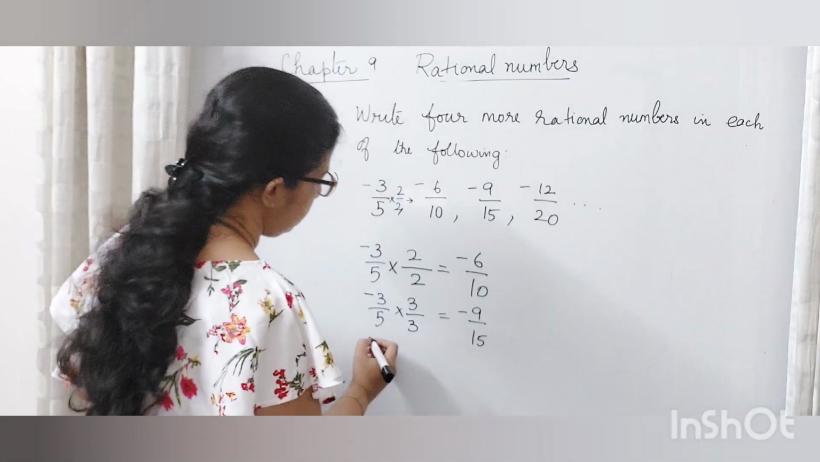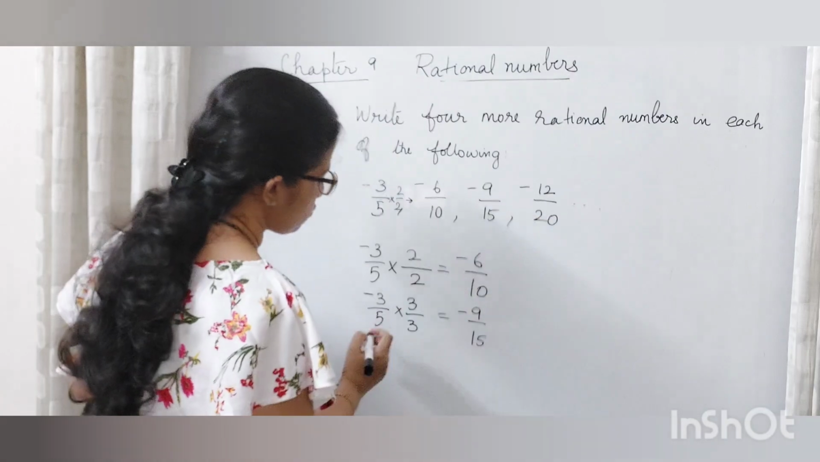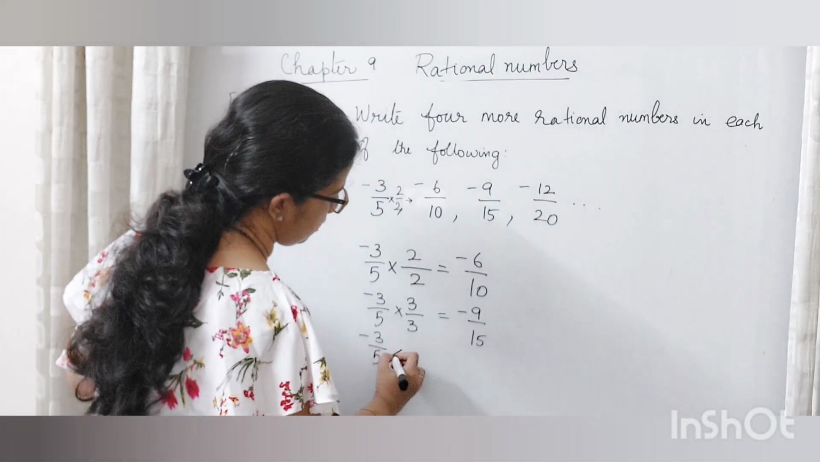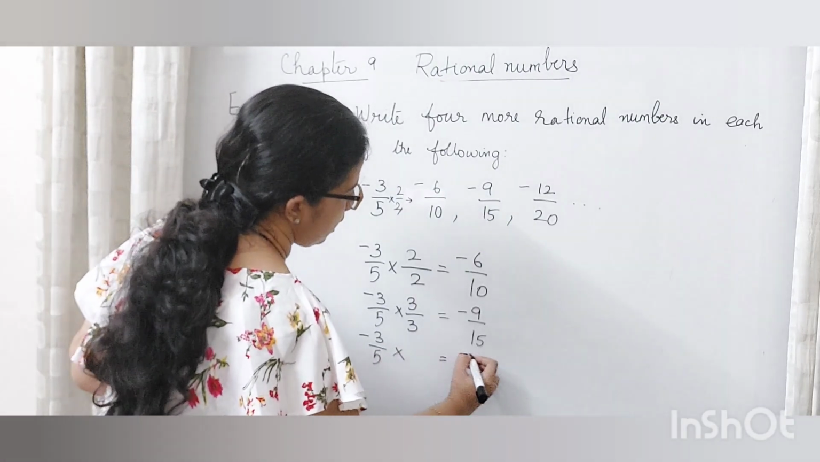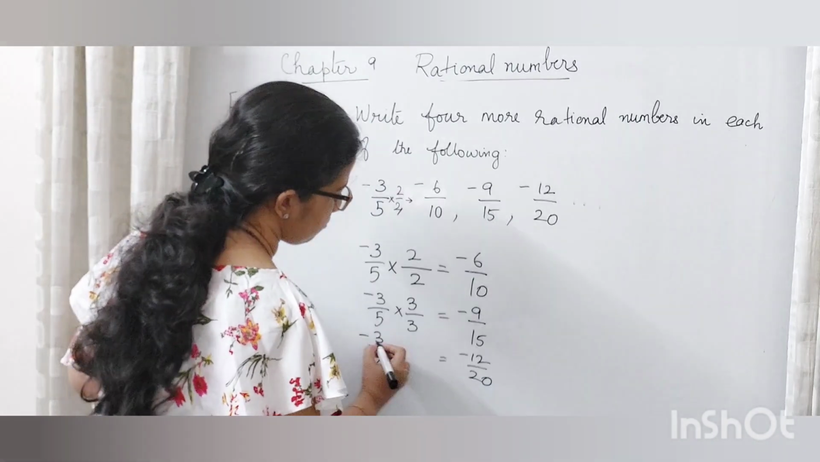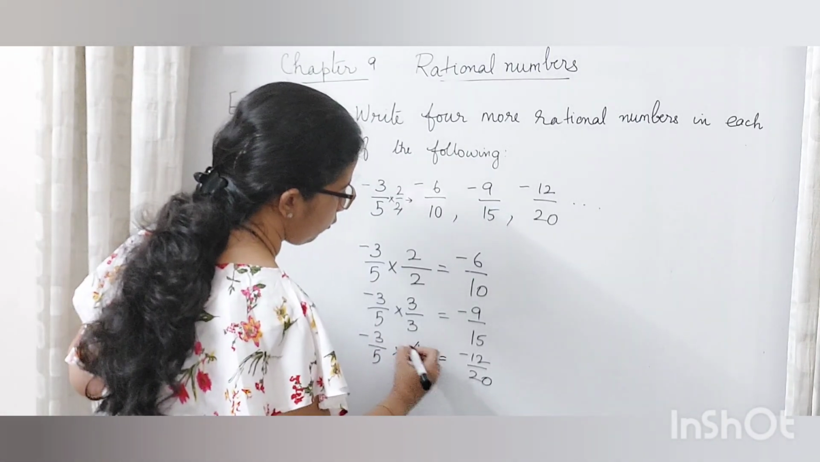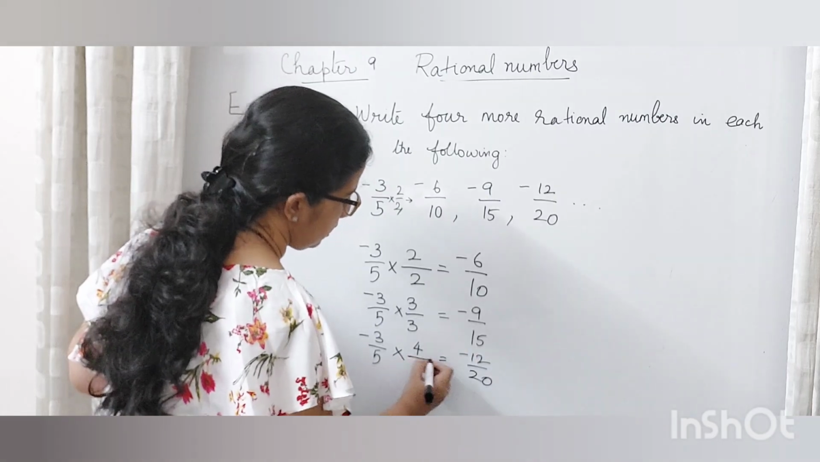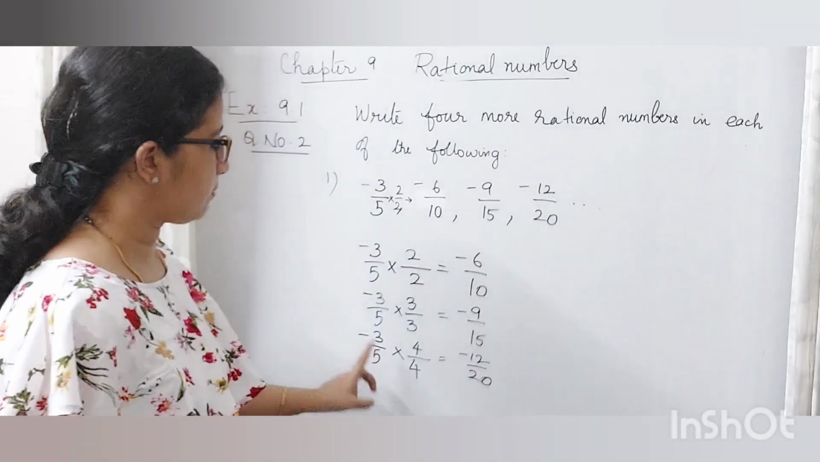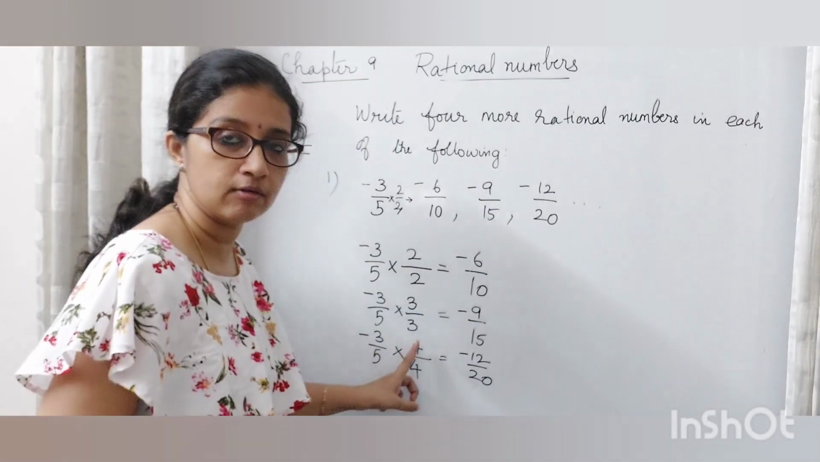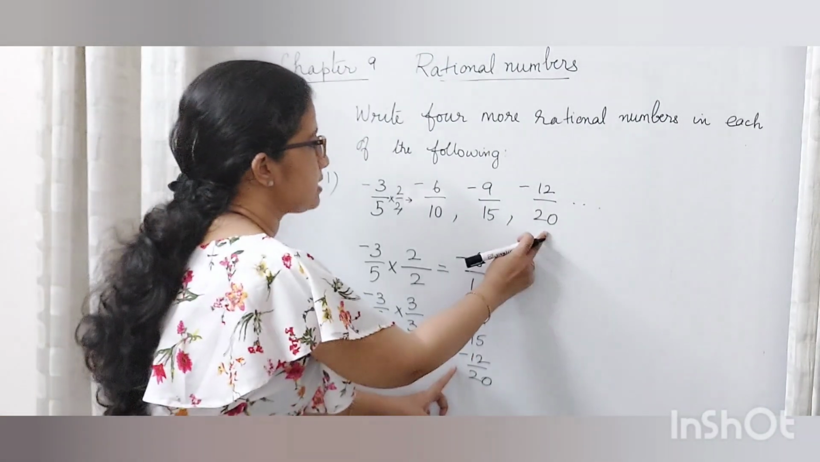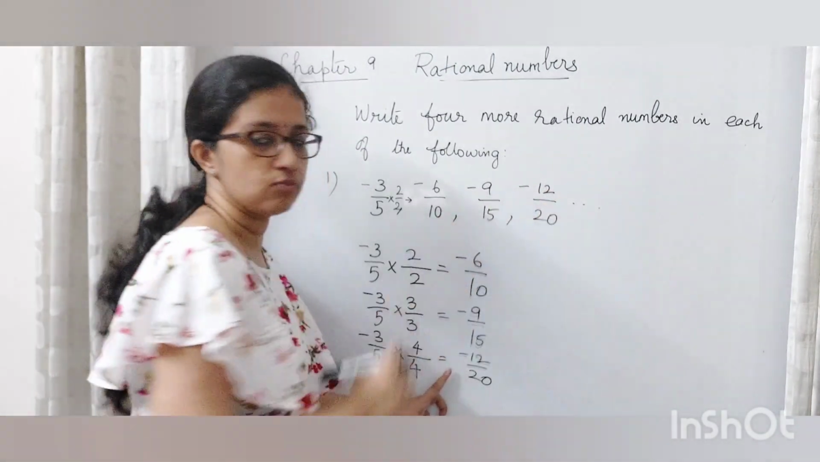Now let's take the next one, minus 12 by 20. Minus 3 by 5, that is the first number, into what gives minus 12 by 20? We know that minus 3 into 4 is equal to minus 12. Again 5 into 4 is equal to 20. So we multiply the first number with 4 by 4 to get the fourth number, minus 12 by 20.